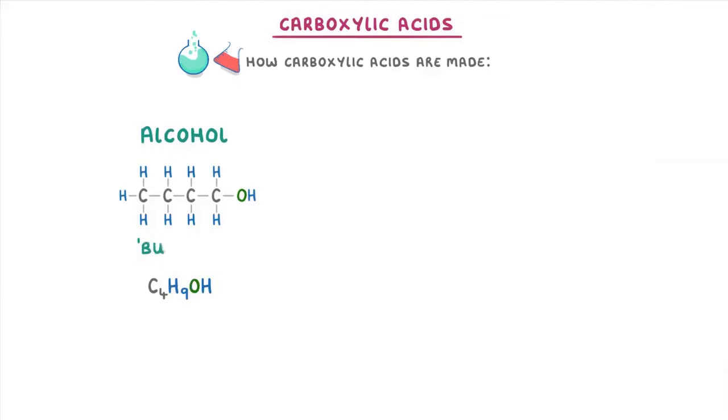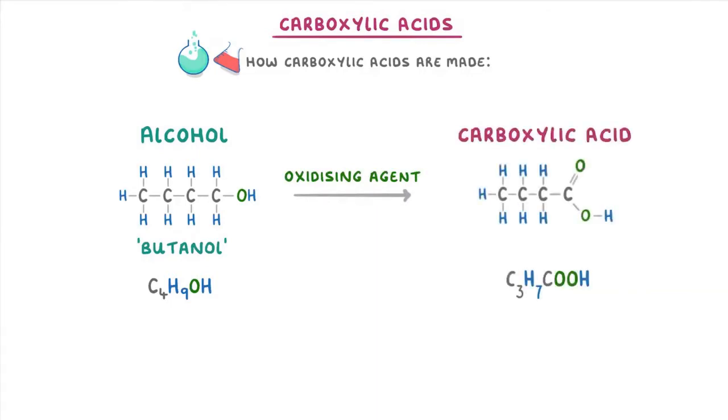The last thing we need to cover is how carboxylic acids are made. It's actually pretty simple. All we do is take an alcohol, like butanol, and oxidize it using an oxidizing agent, which basically adds an oxygen. And we end up with a carboxylic acid, which in this case would be butanoic acid, because it still has 4 carbons, and so starts with but.